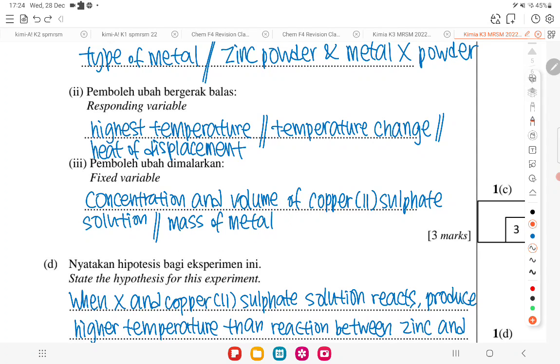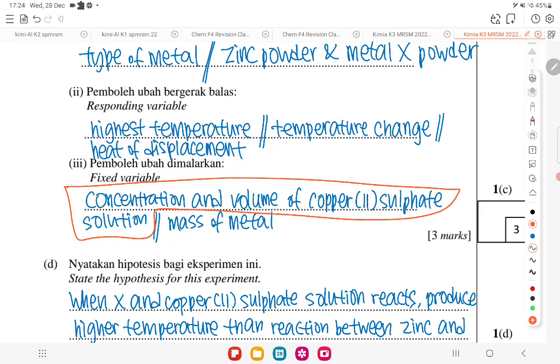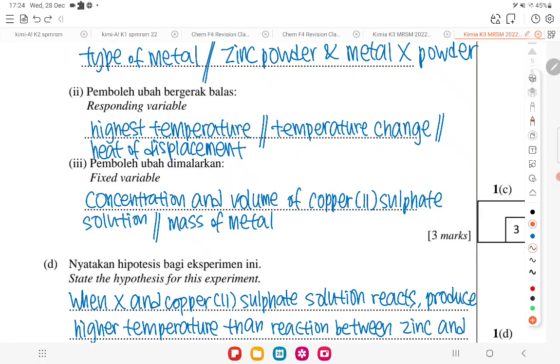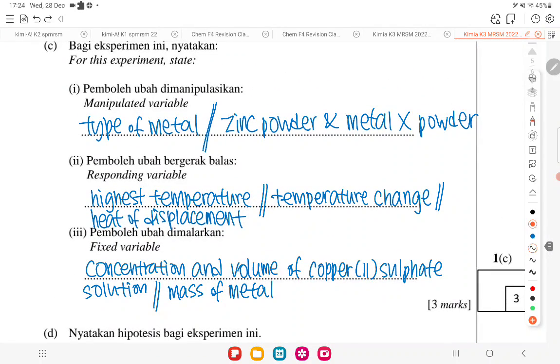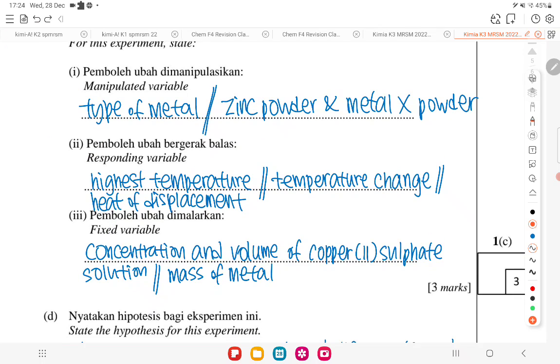So this one, you have 2 answers. You don't need to write both. Just write only one of them. You can write the first answer or the second answer, up to you. So that is the variable. Each variable will give you 1 mark. So 1 mark, 1 mark, 1 mark. That's why the total marks awarded here is 3 marks. Okay, so we are done with this.